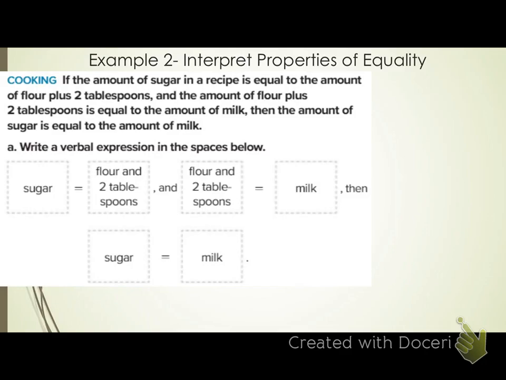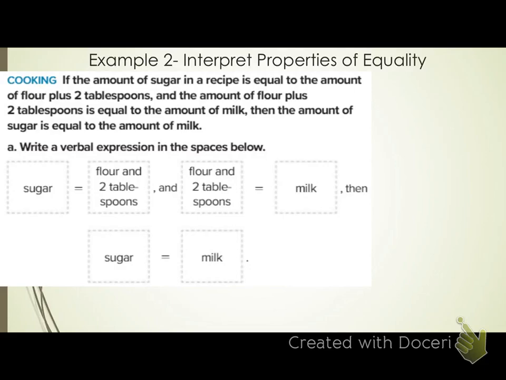Example 2. Interpret properties of equality. If the amount of sugar in a recipe is equal to the amount of flour plus 2 tablespoons, and the amount of flour plus 2 tablespoons is equal to the amount of milk, then the amount of sugar is equal to the amount of milk.